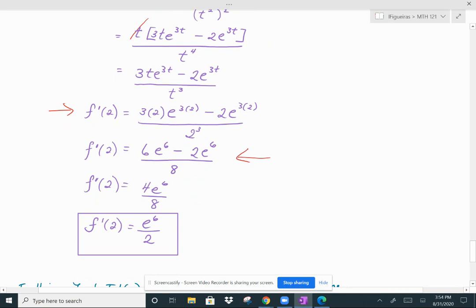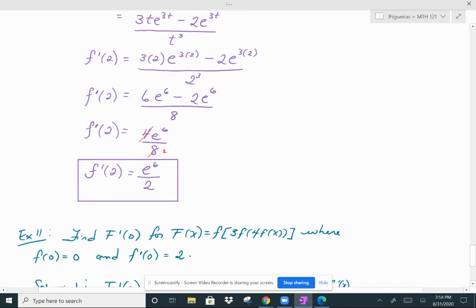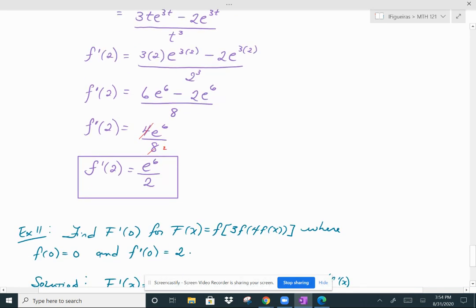And then you have like terms in the numerator, so I have 4 e to the 6 over 8, and the 4 and the 8, well, they cancel to give you just a 2 in the denominator. And so you have f prime of 2 is e to the 6 over 2. And that's an exact answer. You would leave it like that, only round and use a calculator if you're asked to round to a particular place value.